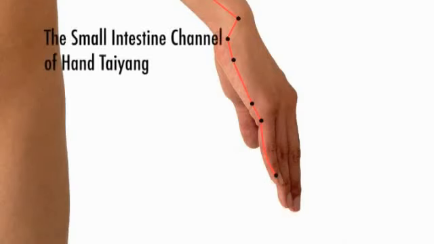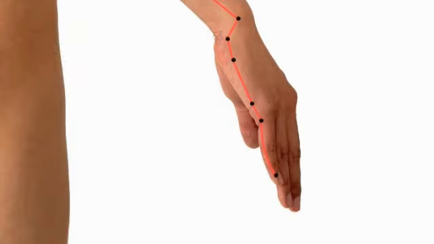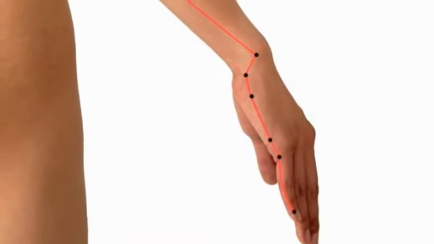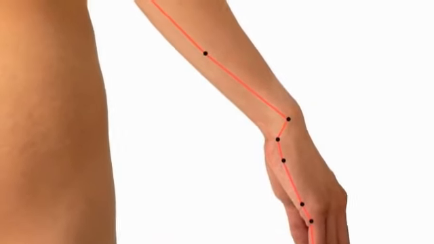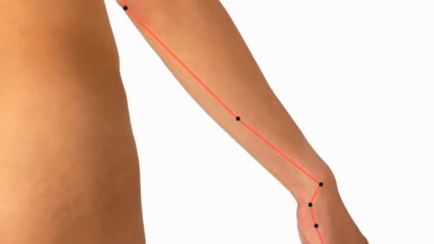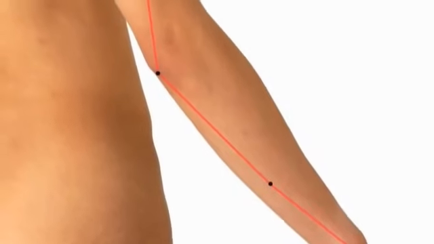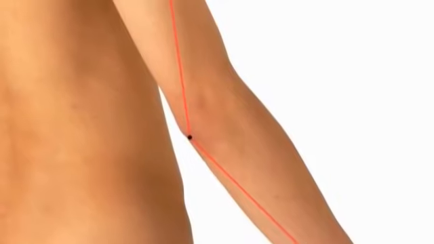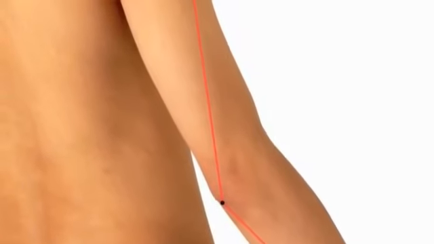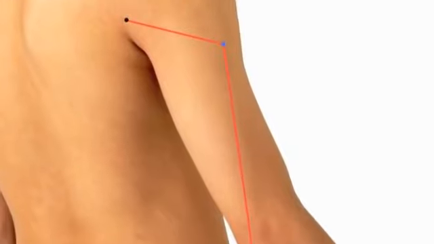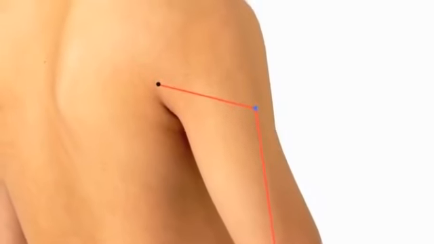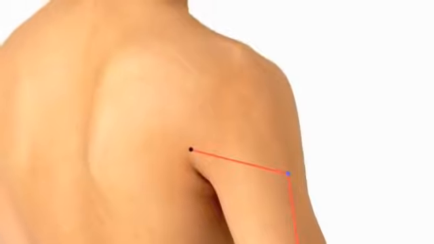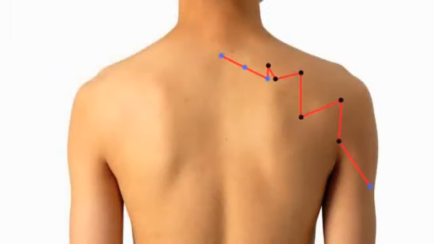The small intestine channel of Han Tai Yang starts on the ulnar aspect of the little finger. It ascends the ulnar aspect of the hand and forearm, passes in between the olecranon process and the medial epicondyle of the humerus at small intestine 8, ascends the posterior aspect of the upper arm, moving laterally to meet with large intestine 14, and ascends the shoulder, zigzagging across the upper aspect of the scapula, connecting with bladder 41 and bladder 11 on its way to connect with Du 14.